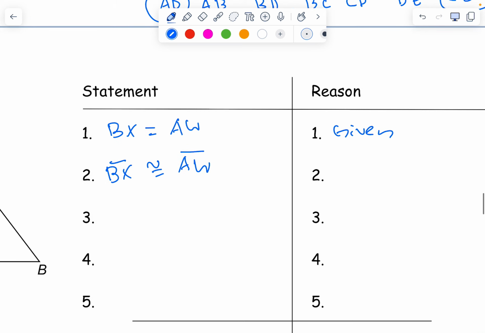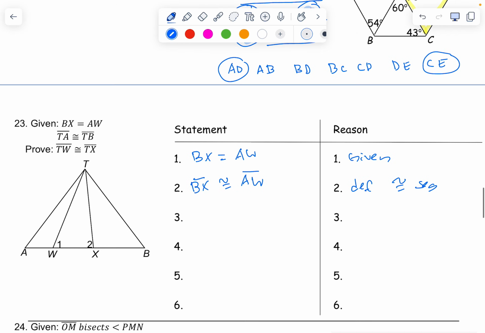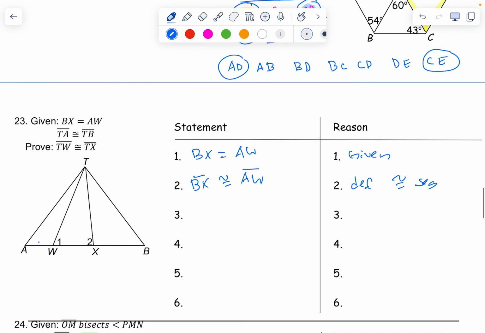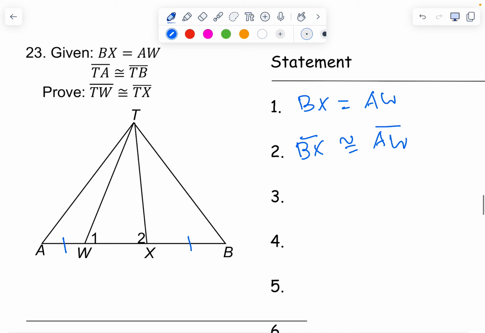And that was by definition of what segment? Congruent. I forgot to put the right def. Congruent segment. Now I can notate. So let's go to our picture. We have AW is right here. BX is right here. What letters should I write to represent a side or an angle? S, very good.